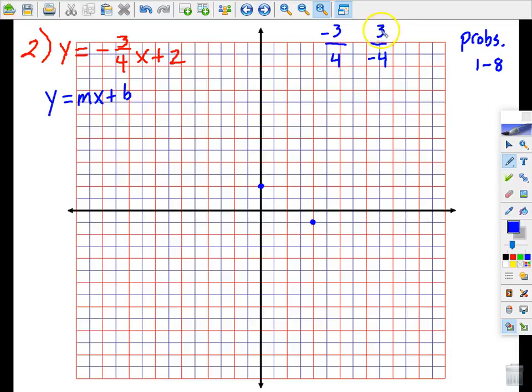Or maybe you want to go up 3, which is positive, and then left 4, which is negative. Either way is permissible, as long as you come up with 3 points for your line and connect your dots with a straight line. And there's the line for the equation y equals negative 3/4x plus 2.